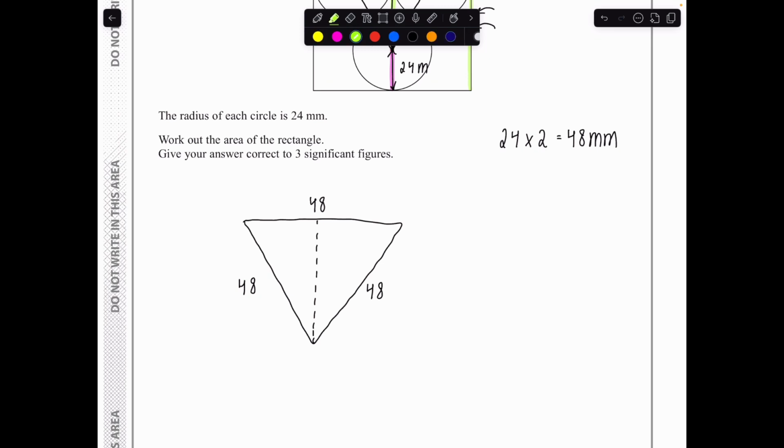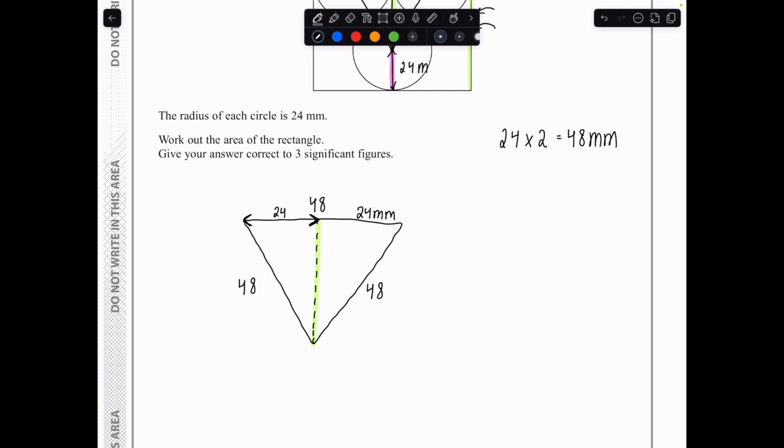Now, if we have a dotted line here, this is going through exactly the middle of the triangle, isn't it? So in other words, what is the length of this bit here? It's just one lot of the radius, isn't it? So this length is 24 millimeters, and this is 24 millimeters.